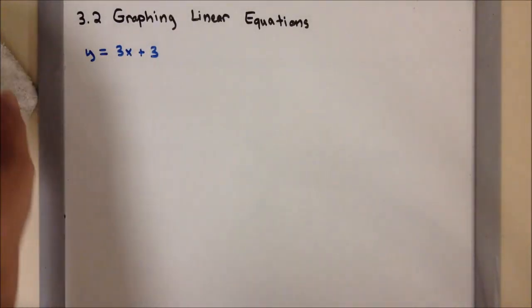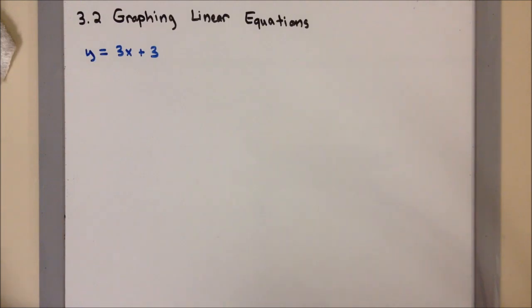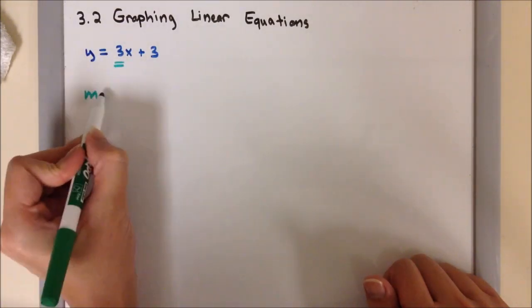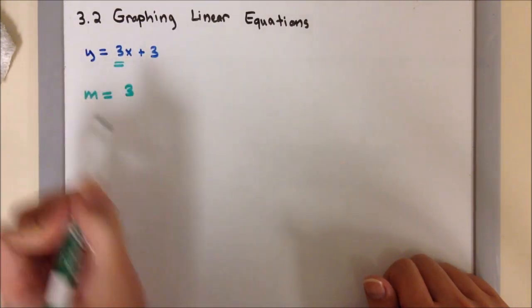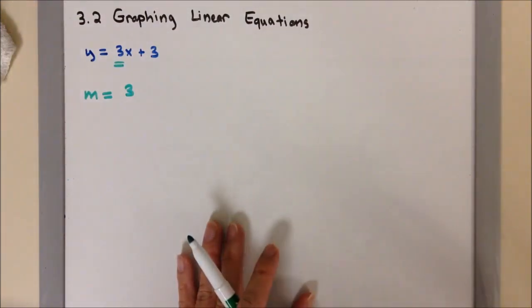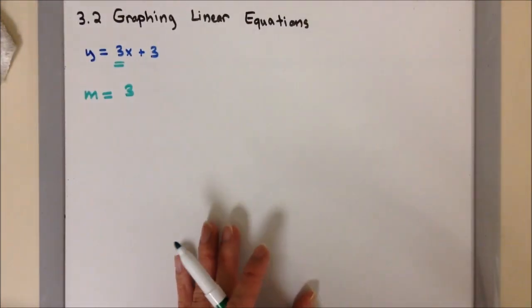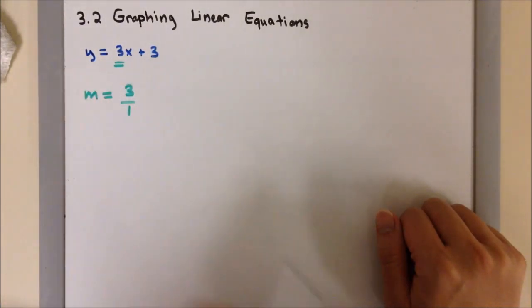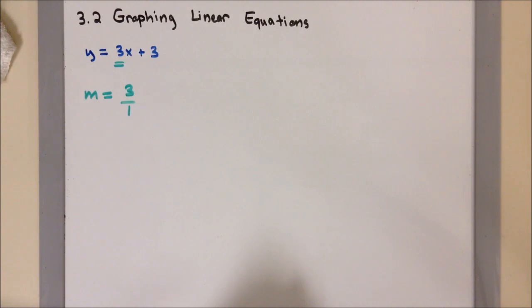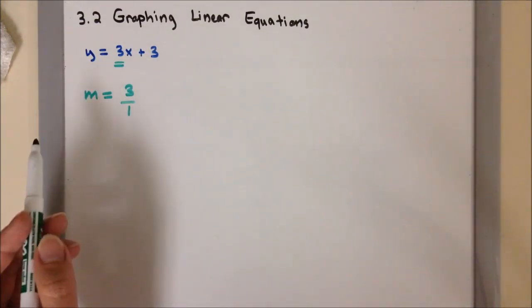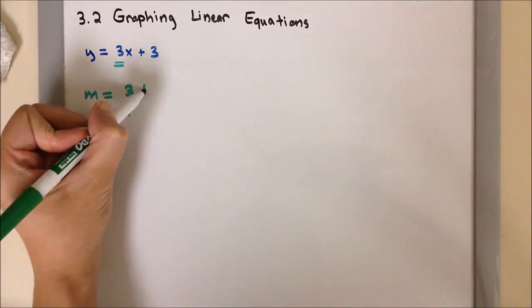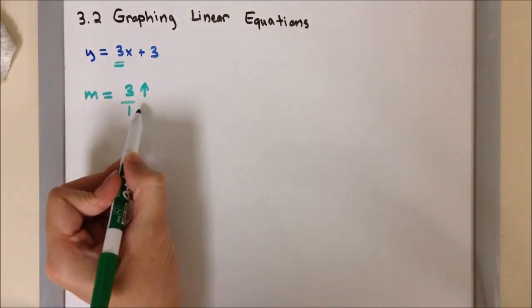What I would like you to do is identify your slope. Slope is always the number that's in front of x, so my 3. Now, if you are given a whole number, you're going to convert it to a fraction. So if it's a whole number, put it over 1. Since this is a positive slope, your numerator will tell you to go up, and your denominator will tell you to go right.